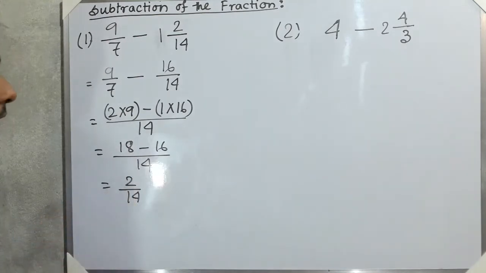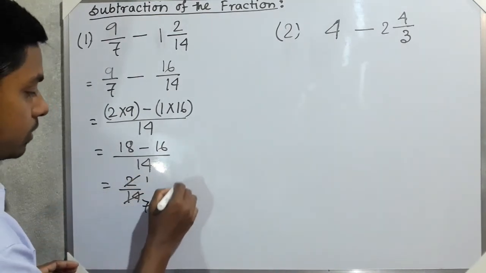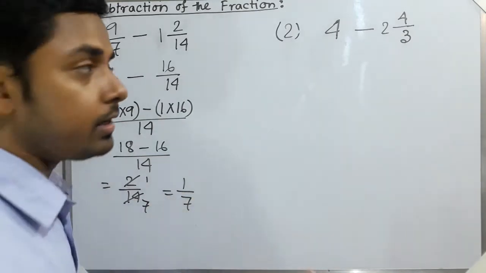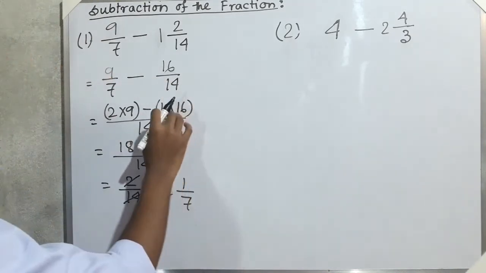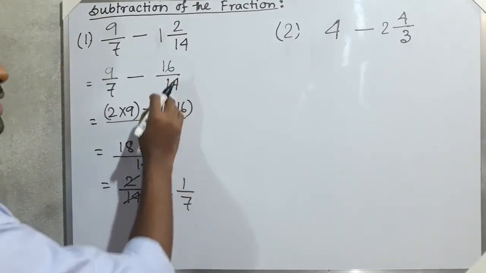Now 2 by 14 can be cut. So 2 ones are 2, 2 sevens are 14. So what is the answer? 1 by 7 is the answer. Clear? Same process we have to do for subtraction as we have done for the addition.